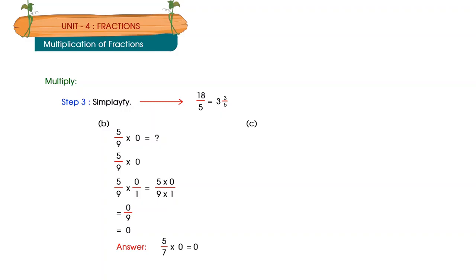C. 6/8 into 1 is equal to how much? 6/8 into 1/1 is equal to 6 into 1 by 8 into 1, which is equal to 6/8. Answer: 6/8 into 1 is equal to 6/8.